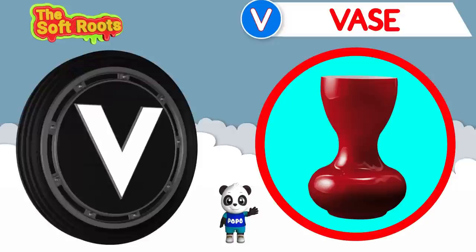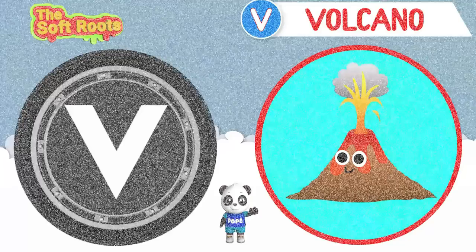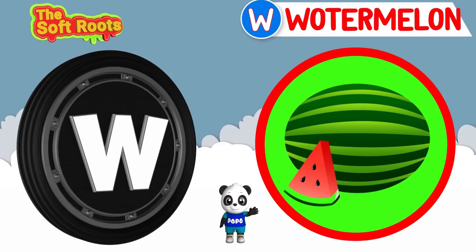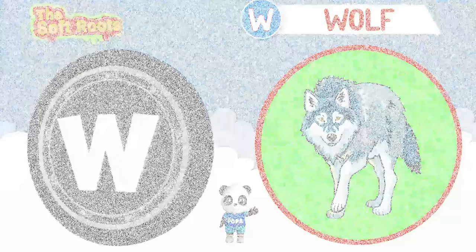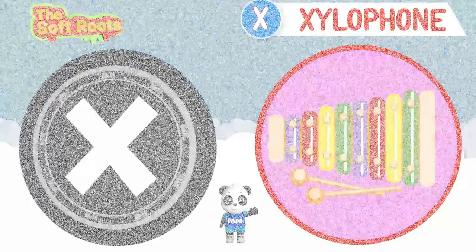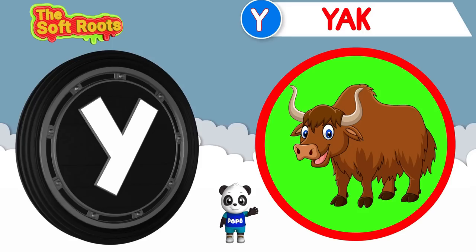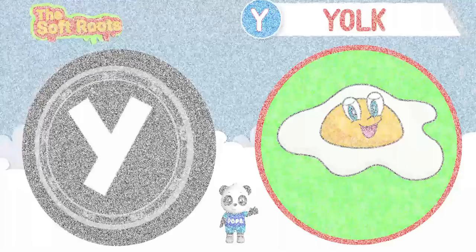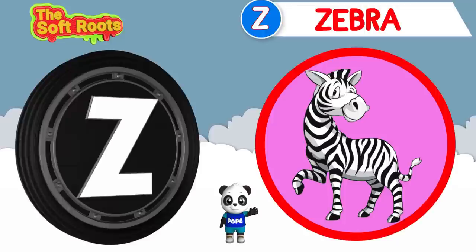V for vase. V for volcano. W for watermelon. W for bowl. X for x-ray. X for cell phone. Y for yolk. Z for zebra. Z for zombie.